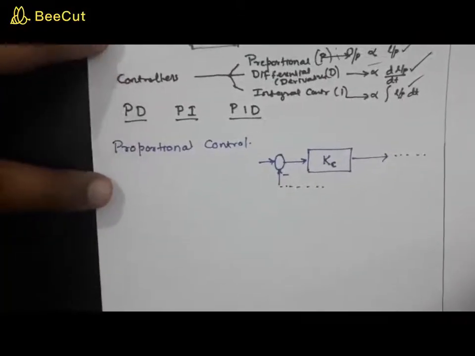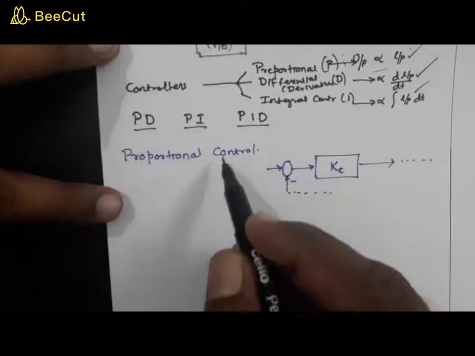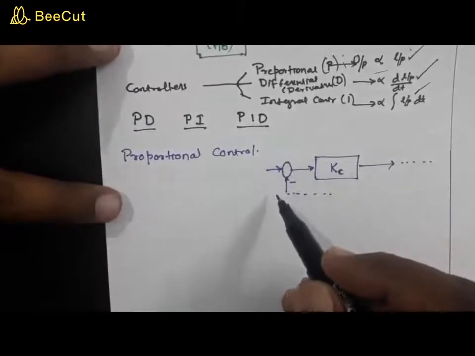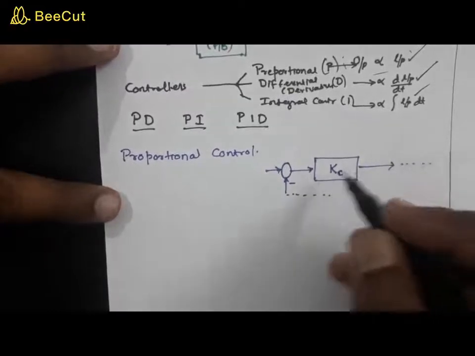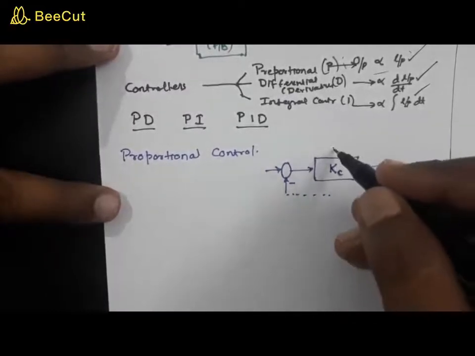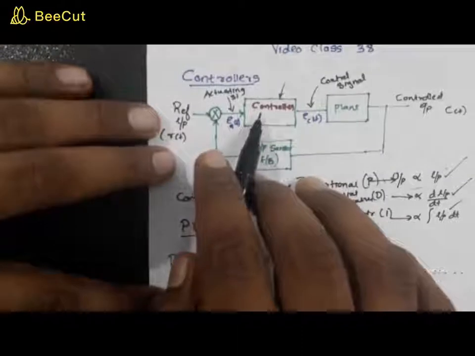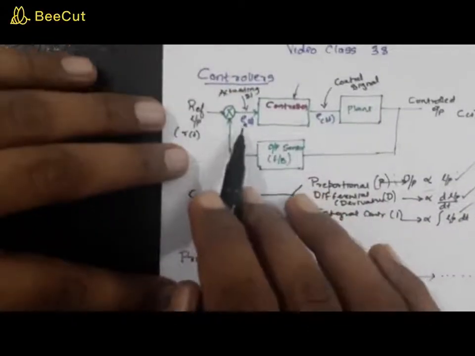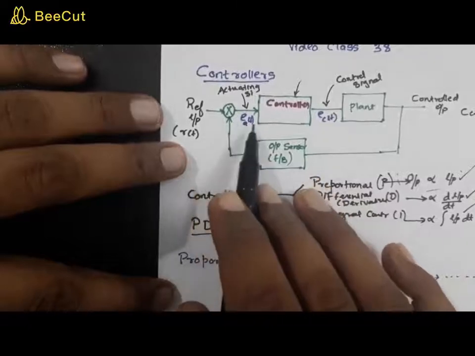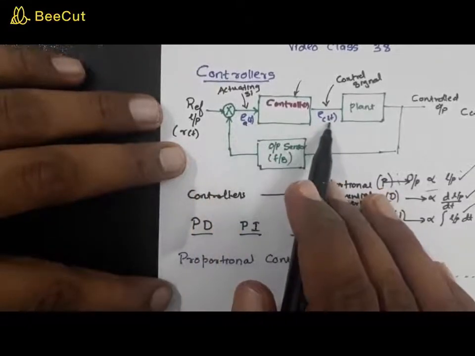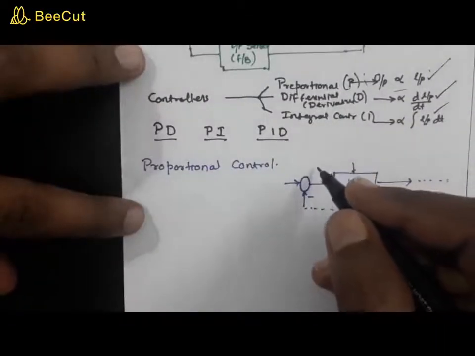Okay, so let's move on to the proportional controller. This is just a part of a control system which shows the proportional controller. You have a block which is the controller, and you have EA of t and EC of t, which refer to the actuating signal and the controller output. I am going to represent it here in the time domain.